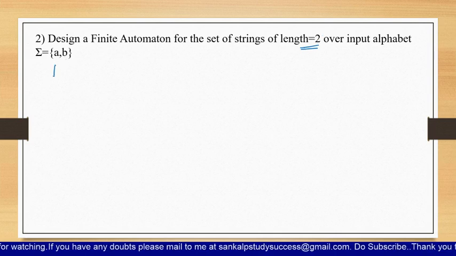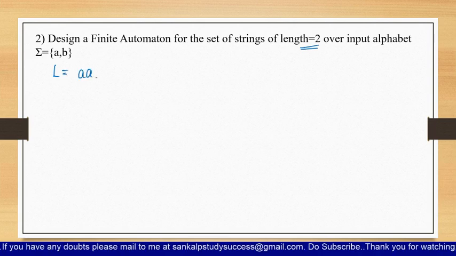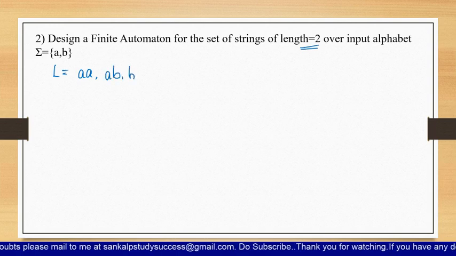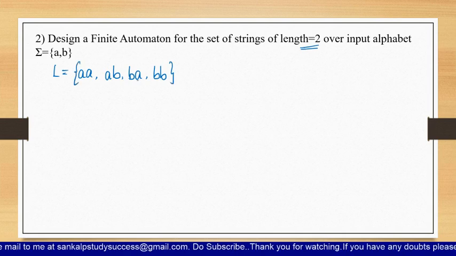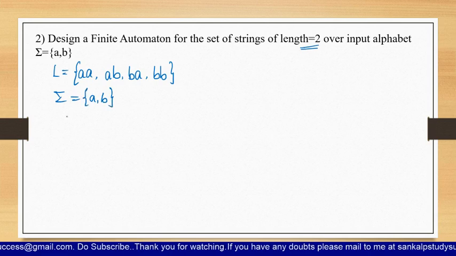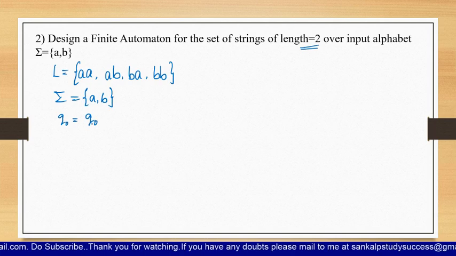Then what will be the language generated from this DFA? It is AA, because the length of the string is only 2 and there are only 2 input symbols, A and B. So AB, then we will get BA, and also BB. Only these strings should be accepted and all the remaining strings should be rejected by the finite automata which we draw. Then the given is sigma equals A comma B, and we generally start with the initial state Q0. Initial state is always Q0.